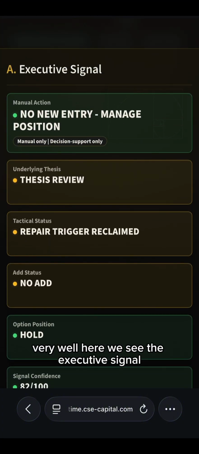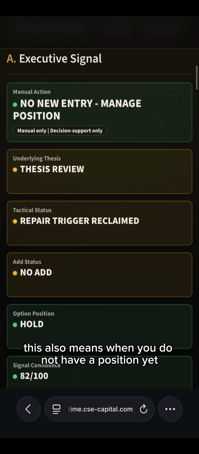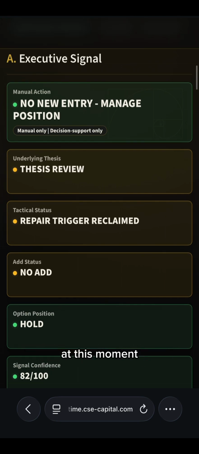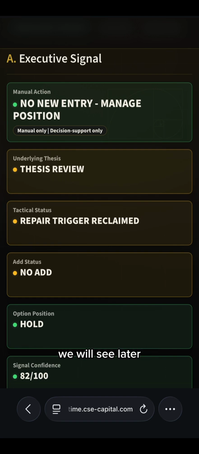Here we see the executive signal. It says no new entry, manage your position. This also means when you do not have a position yet, it's not the right time to enter at this moment. The thesis is under review, and why this is we will see later.